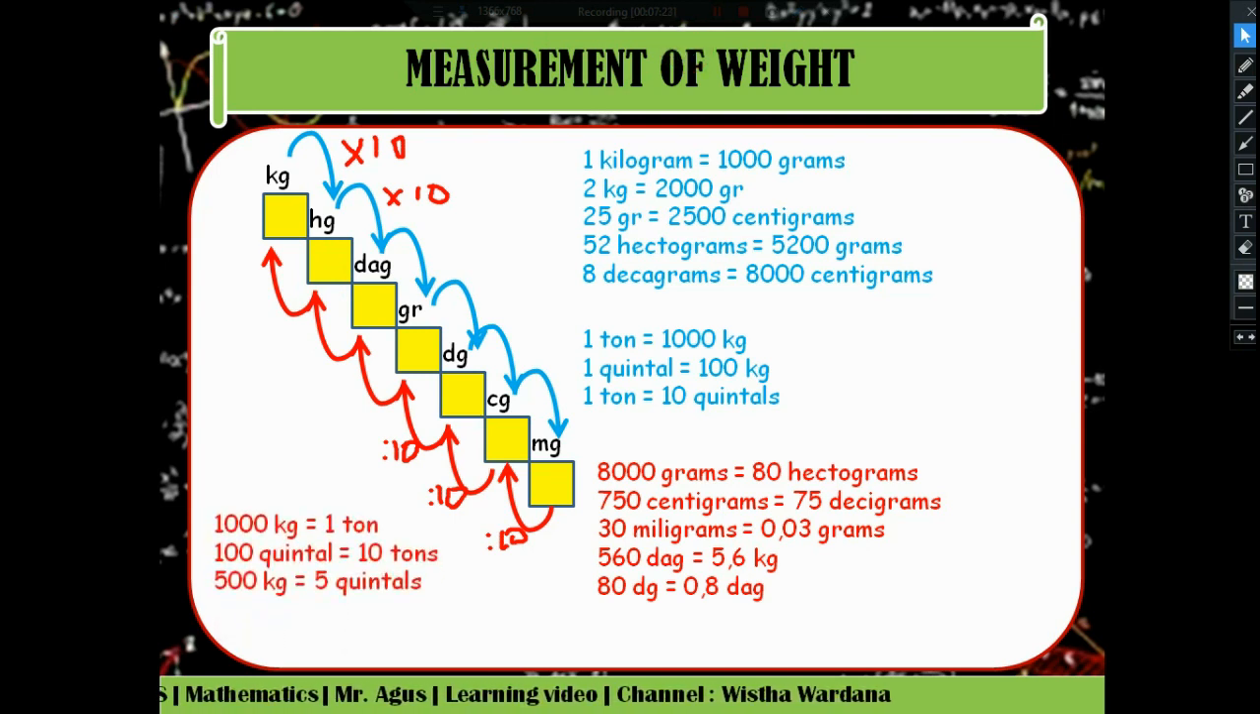And then, similar to before, you have to know 1,000 kilogram changed into ton, you will get 1 because 1 ton equals 1,000 kilogram. 100 quintal equals 10 tons, and 500 kilogram equals 5 quintals. This is additional knowledge for you. Yeah, and ton and quintal are usually used to measure heavy weight.